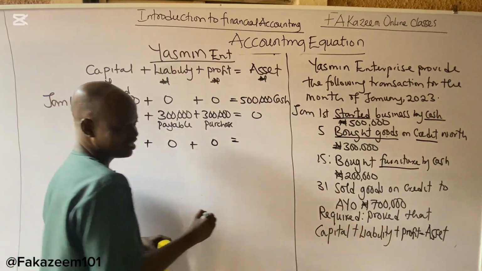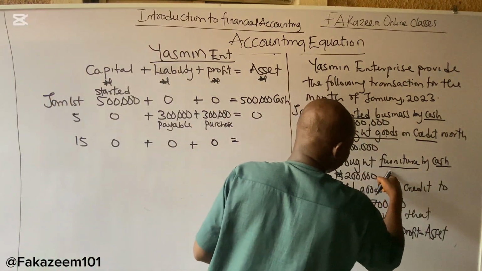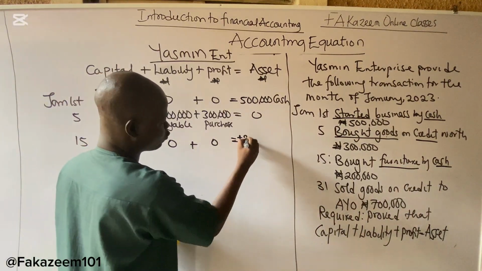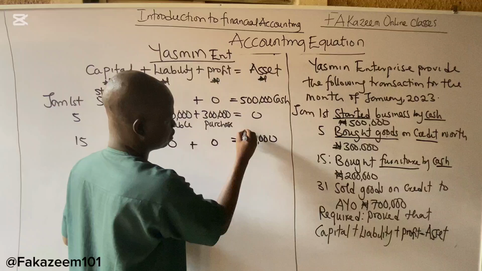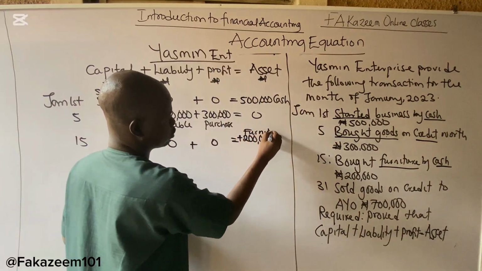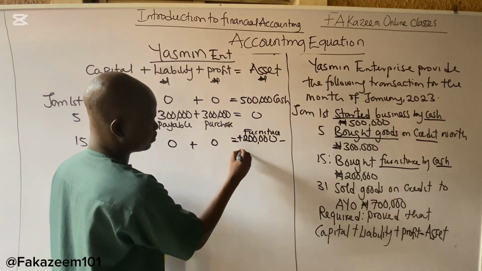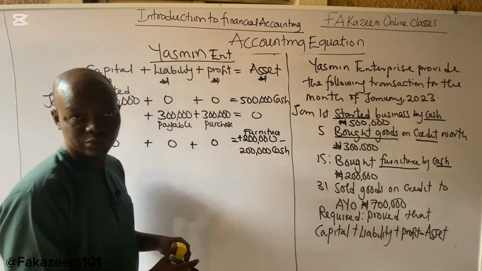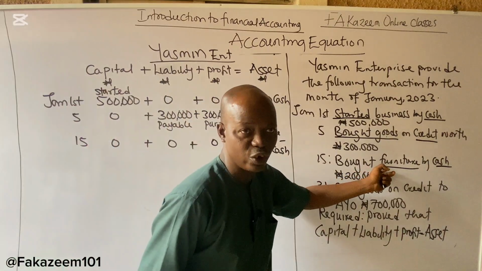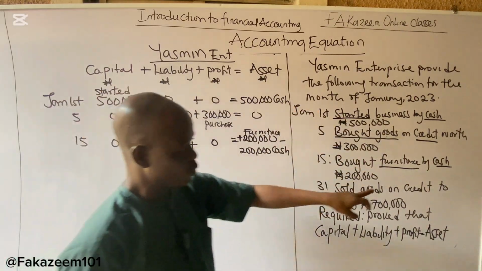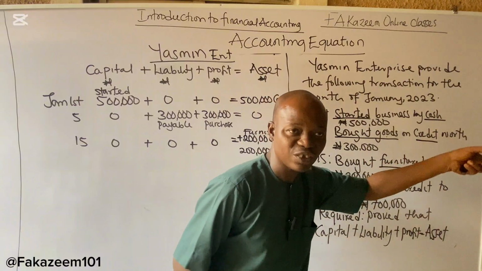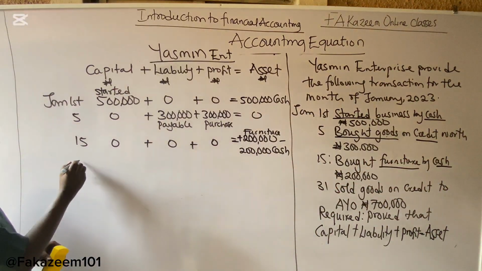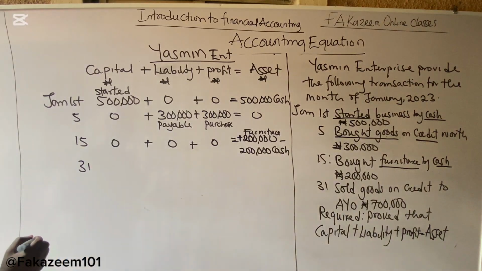But there are two assets. There are tangible assets and current assets. Bought furniture, that's plus 200,000 furniture, minus 200,000 cash. That gives us 0. When you are buying more furniture, it's an addition to your business. When you are using your cash to buy, it's a subtraction of cash, meaning it's plus and minus to what? Asset. On 31st, sold goods on credit.